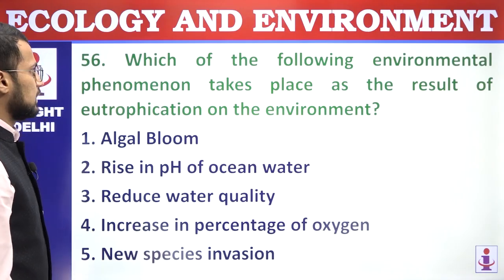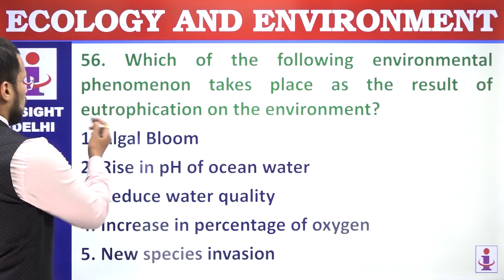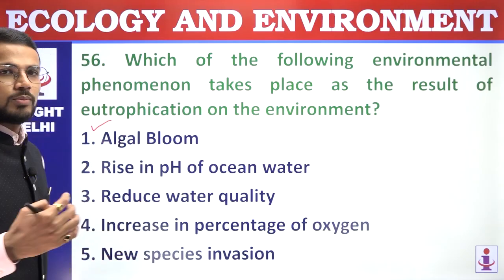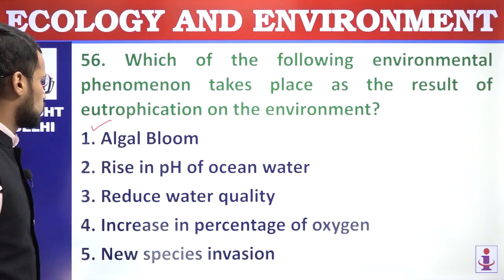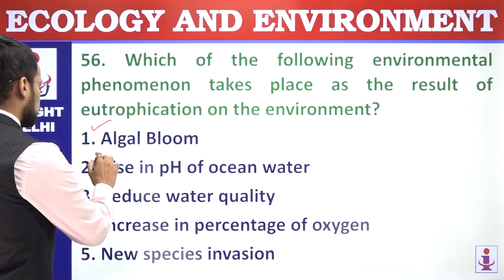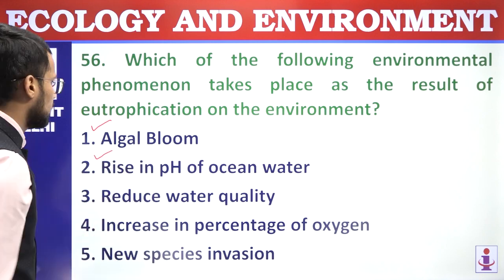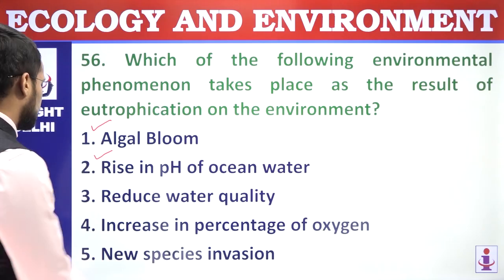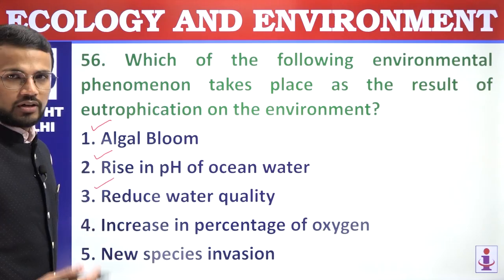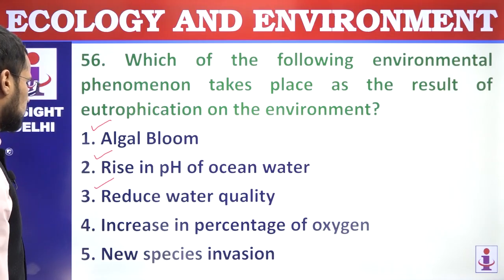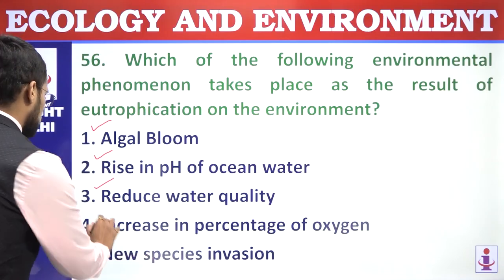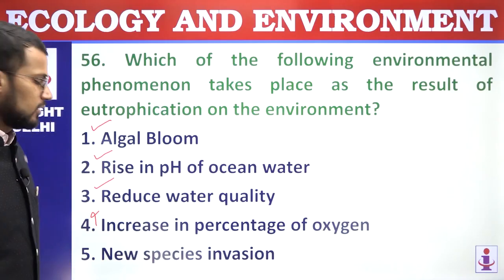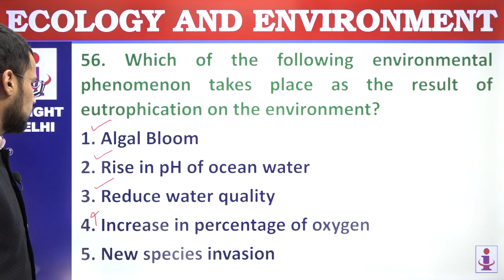Right, so eutrophication occurs in the form of algal bloom, or we can consider algal bloom as a stage for the occurrence of eutrophication. Rise in pH value of ocean water is also one of the effects. Then reduction in water quality is also one of the results of eutrophication. Fourth, increase in percentage of oxygen is not the effect, rather decrease in oxygen should be the effect. Fifth, new species invasion.